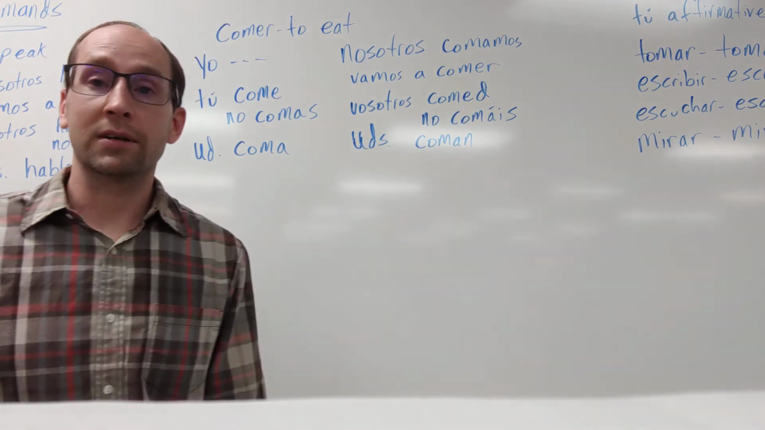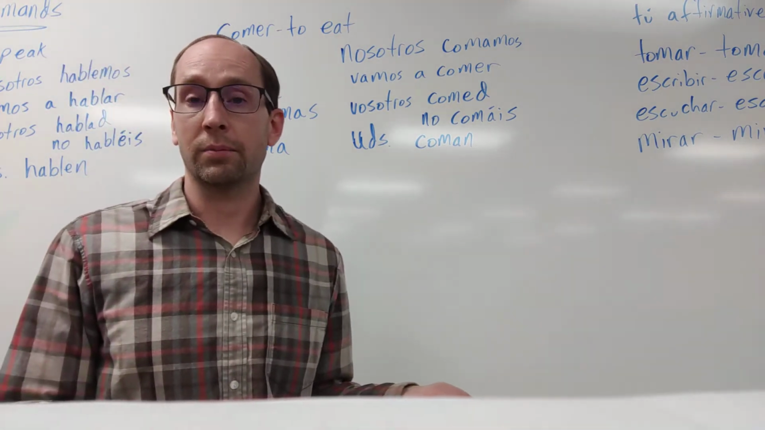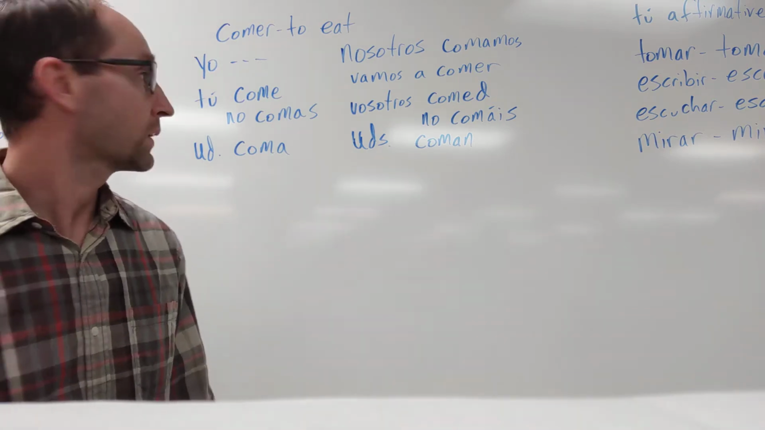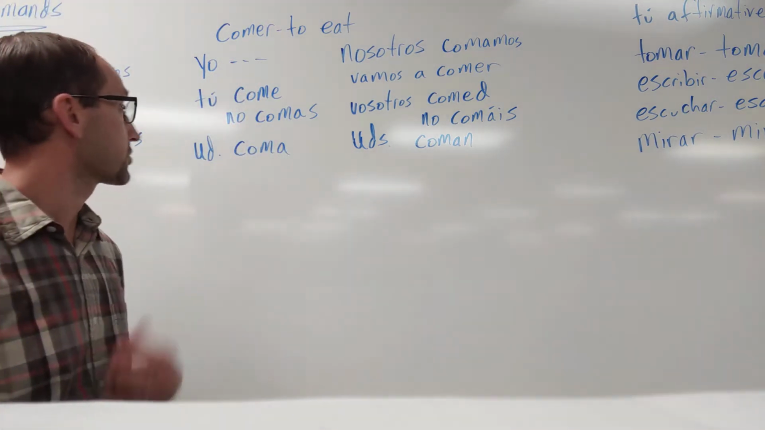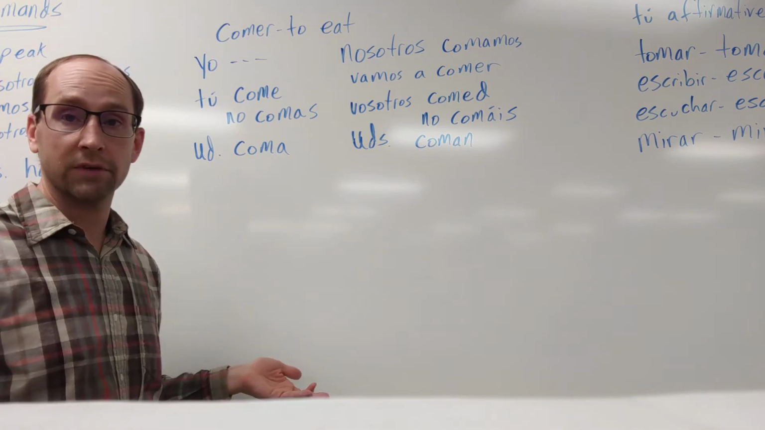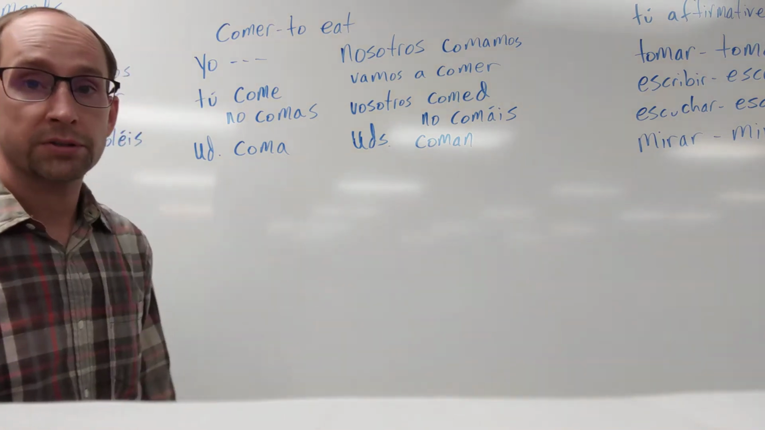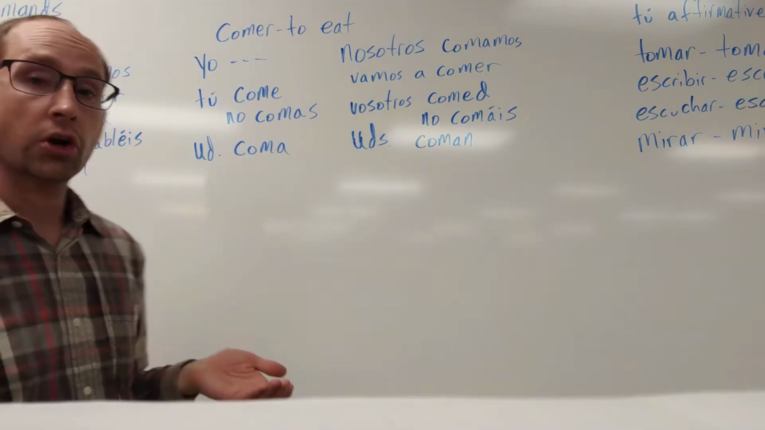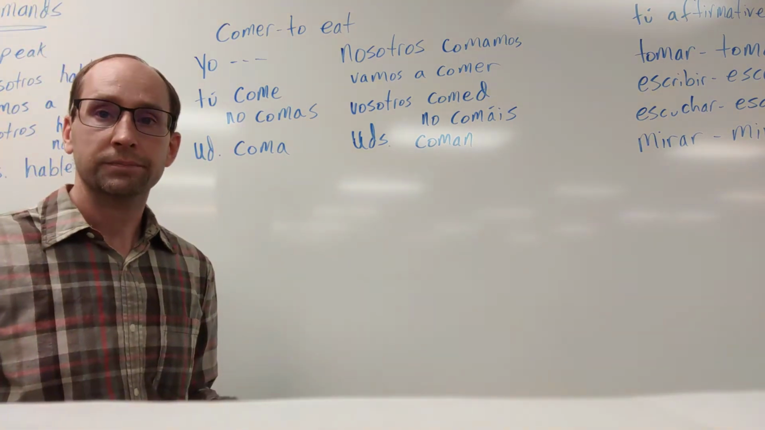All right, up next we're going to take a look at how an ER verb command works in Spanish. So we're going to take a look at comer, to eat. So here again we've got no version for the yo form. I can't command myself to do something, I either do it or I don't, but there's actually no command form for that. On the tú form, I can say come, so you should eat.